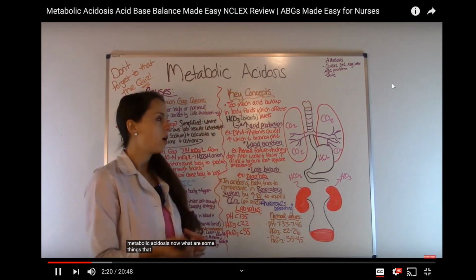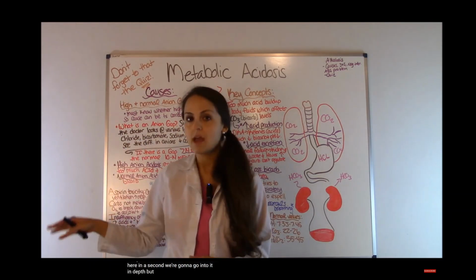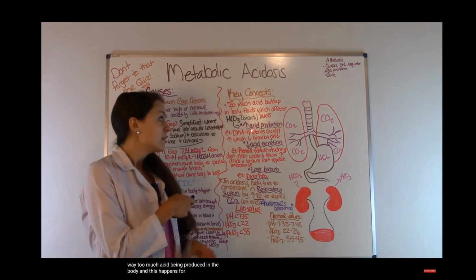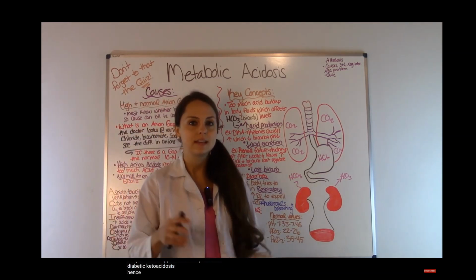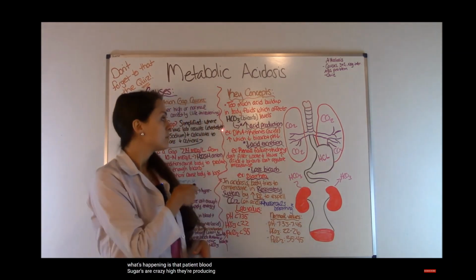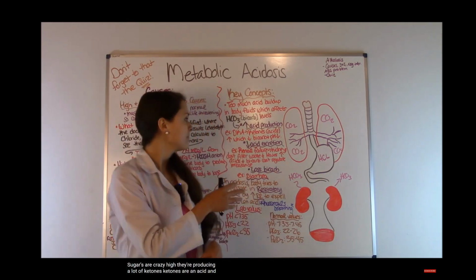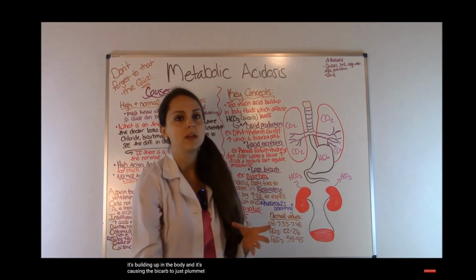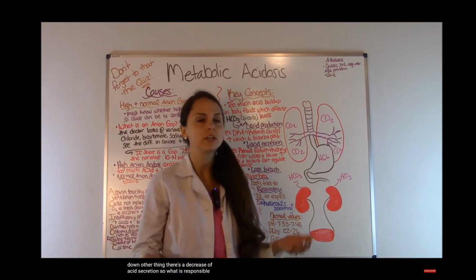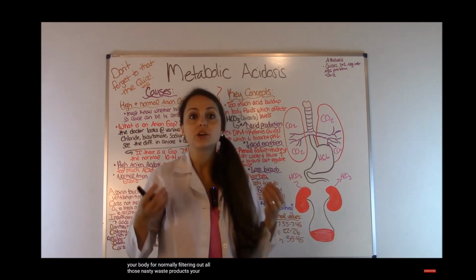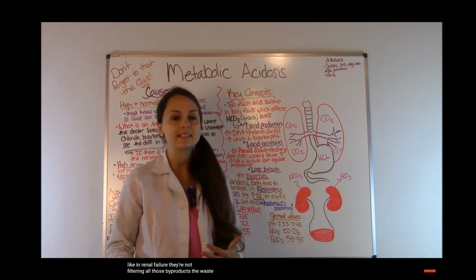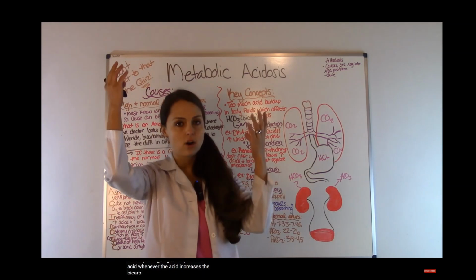Now, what are some things that cause metabolic acidosis? And here in a second, we're going to go into it in depth, but these are usually the three categories. First category, you just have way too much acid being produced in the body. And this happens, for example, in DKA, diabetic ketoacidosis, hence the ketoacidosis part. What's happening is that patients' blood sugars are crazy high. They're producing a lot of ketones. Ketones are an acid, and it's building up in the body, and it's causing the bicarb to just plummet, to go down. Other thing, there's a decrease of acid secretion. So what is responsible in your body for normally filtering out all those nasty waste products? Your kidneys. So if your kidneys aren't working well, like in renal failure, they're not filtering all those byproducts, the waste, out. So you're going to keep all that acid. Whenever the acid increases, the bicarb plummets.